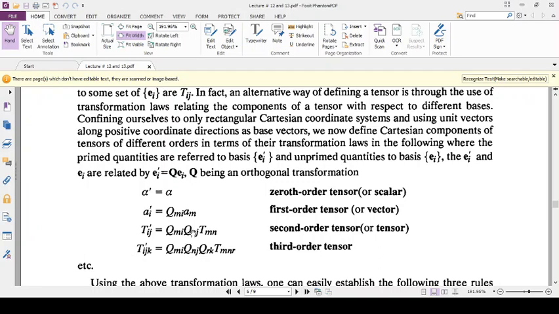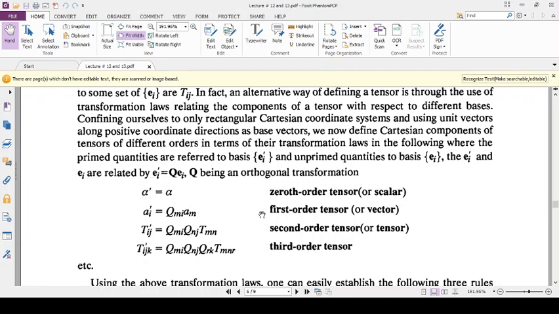Or simply, what are these? These are simply components of the transformation matrix. And that matrix simply transforms your basis ei to ei dash. It is written here, ei dash equals q times ei.